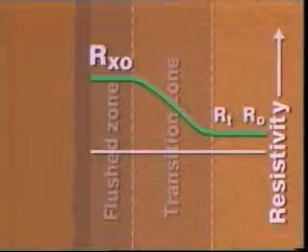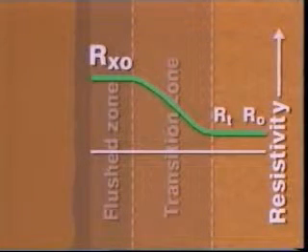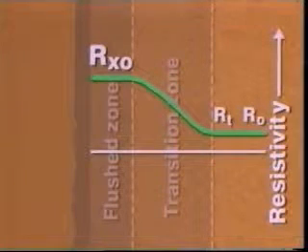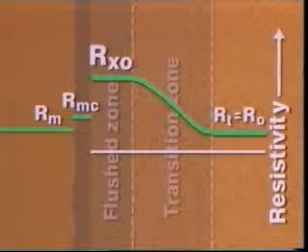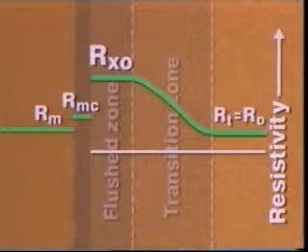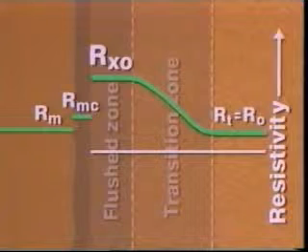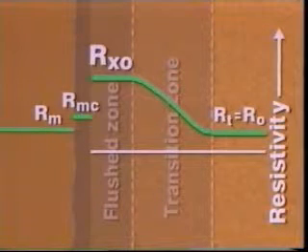The symbol R sub o is used to denote the resistivity of a formation which is 100% water wet. Thus, in this case, R sub t equals R sub o. The resistivities of the mud, R sub m, and the mud cake, R sub mc, are also low compared to the resistivity of the flushed zone.